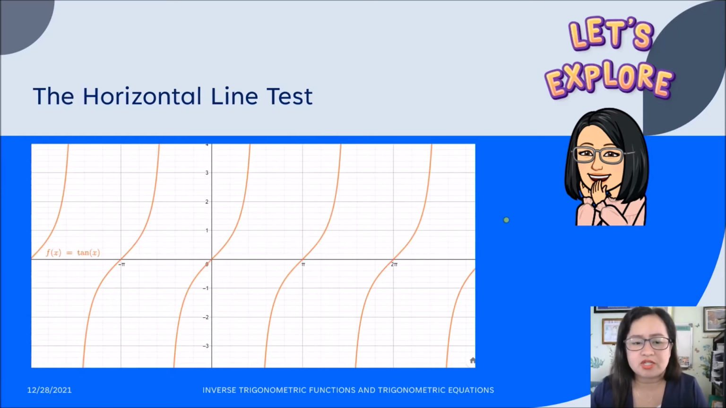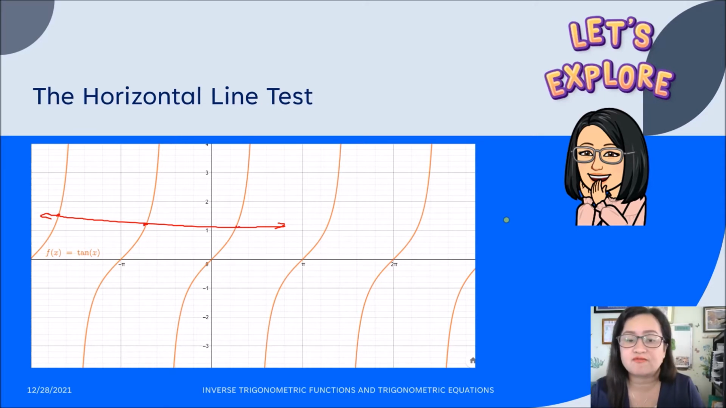Now, what about if we have the function tangent x? Does the inverse of this function exist? Now, if we draw a horizontal line over the graph of tangent x, we can also see that there are infinitely many points of intersection. Therefore, the inverse of the function tangent x also does not exist.